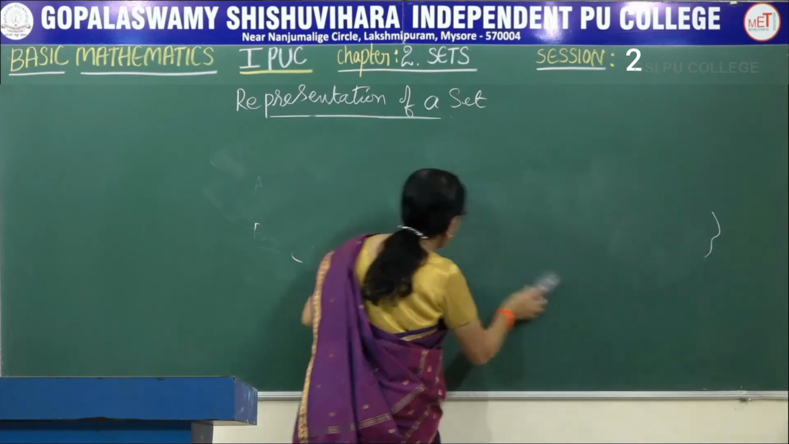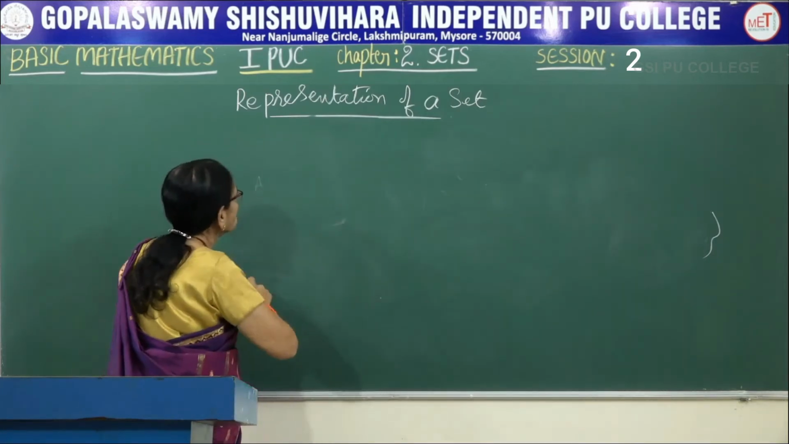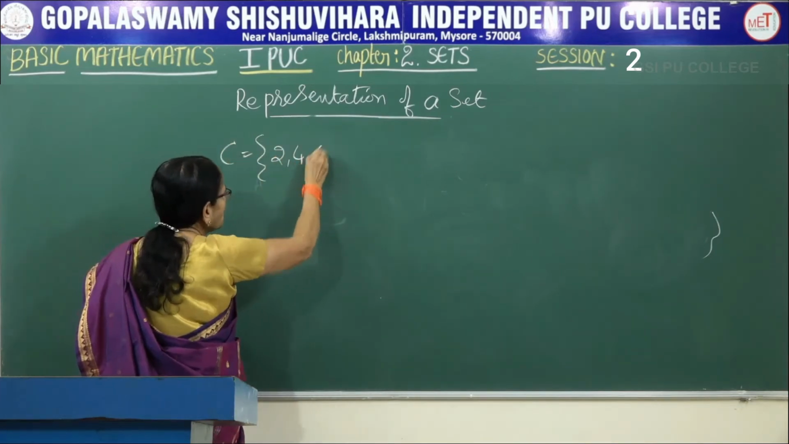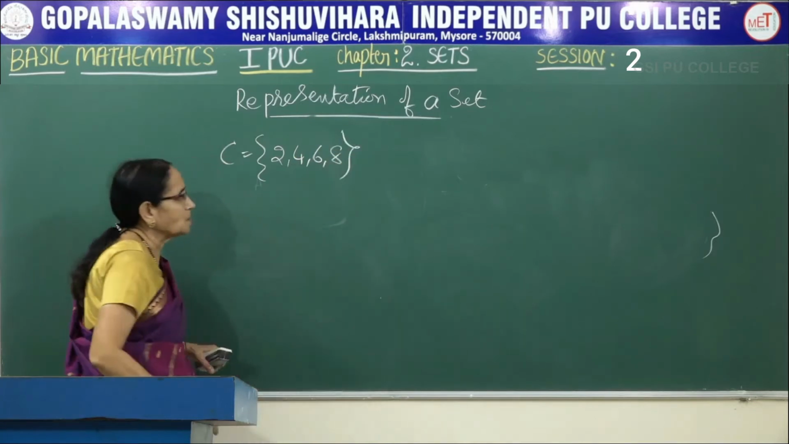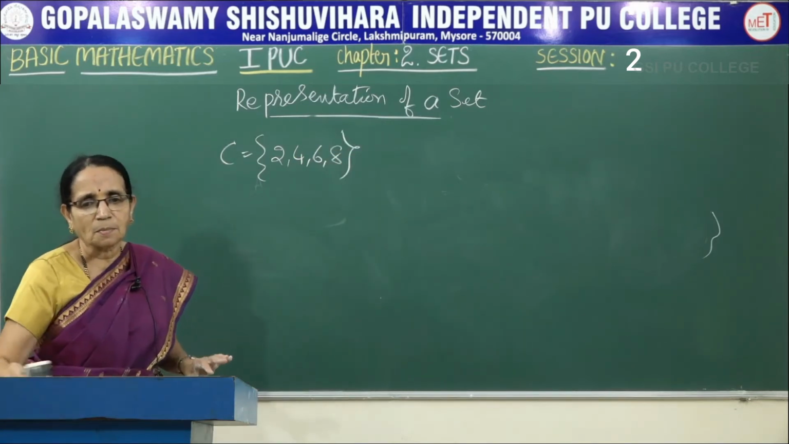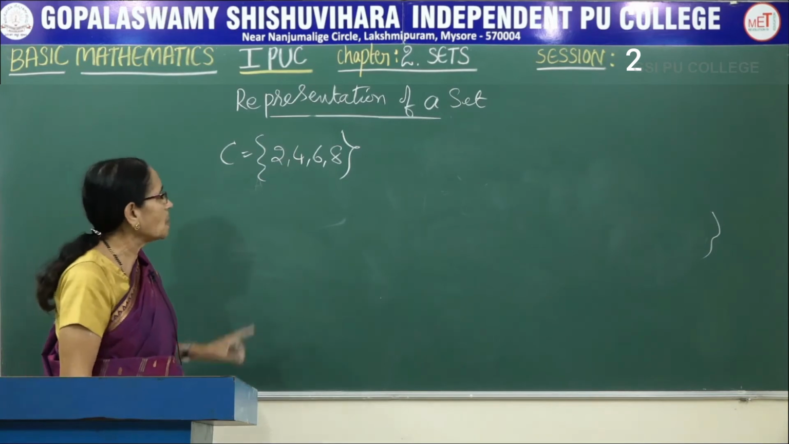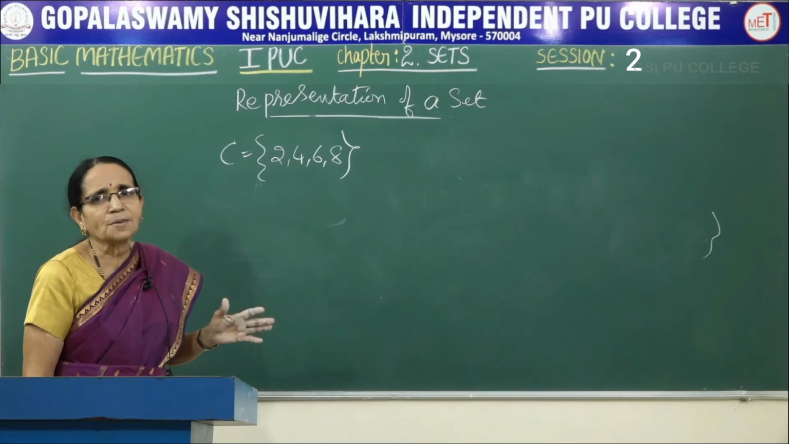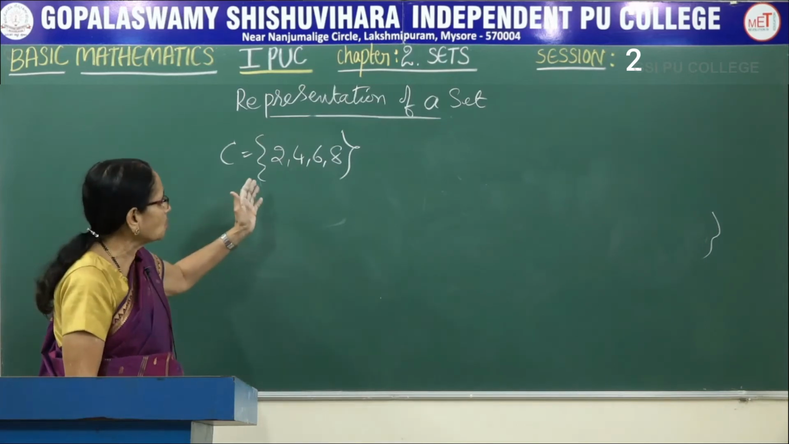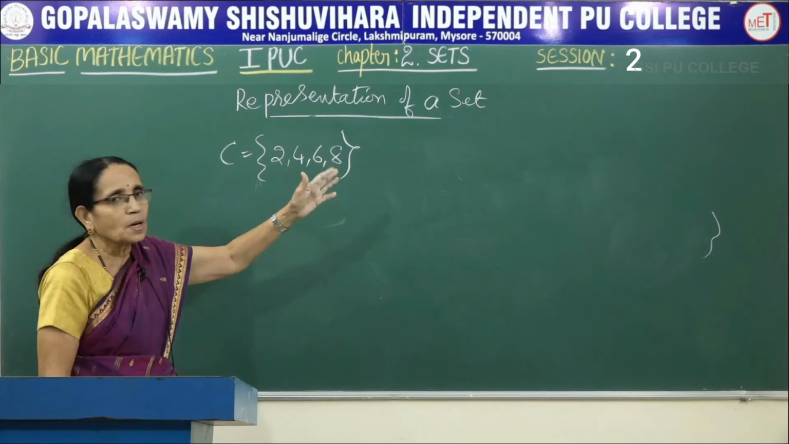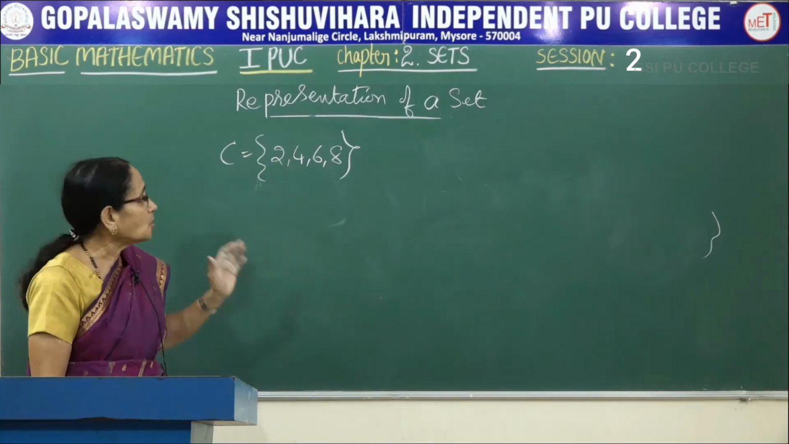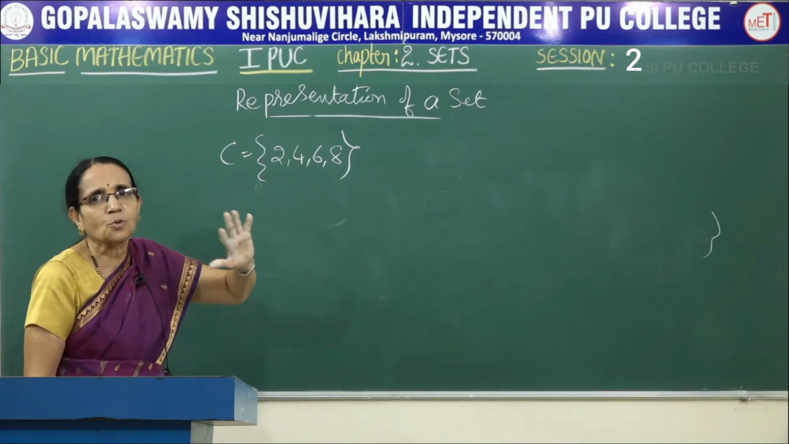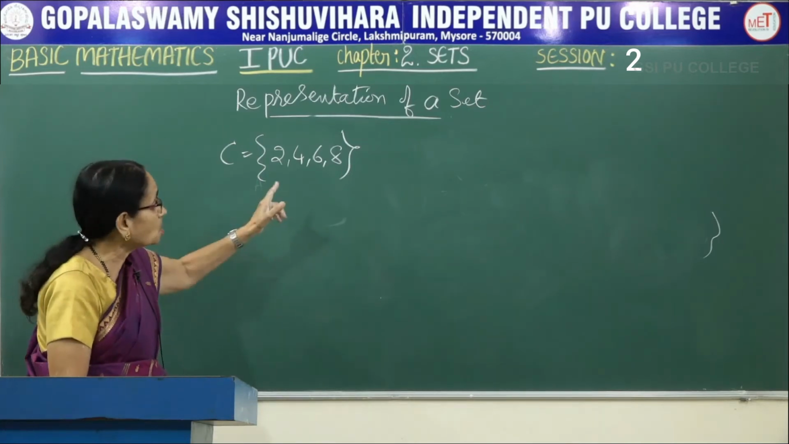Now, let me take another example. Let C be a set containing the 4 elements 2, 4, 6 and 8. What type of numbers are they? They are even numbers. If I simply say even numbers, it starts with 2 and there is no end at all. 8, 10, 12, like that we can go on writing. So how do you write this one? If the elements are directly given, we can say C contains 4 elements, 2, 4, 6 and 8. This is the roster form.